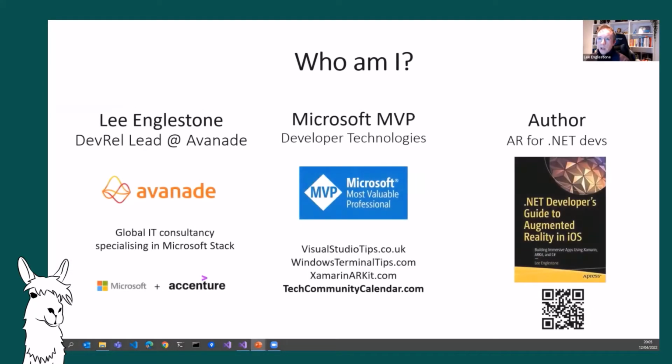Right, who am I though? My name is Lee Englestone, as the team said. I'm currently DevRel, Developer Relations Lead at Avanade. Avanade is probably the largest company you've never heard of. We're a global IT consultancy, and we specialize in the Microsoft stack. We were formed by Microsoft and Accenture 20 years ago, and believe it or not, there's about 40,000 of us around the world.